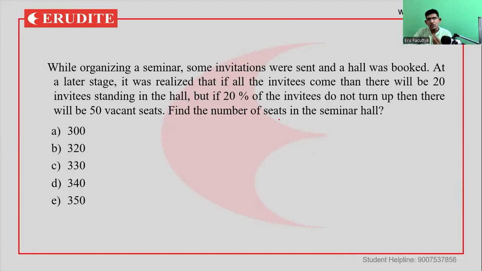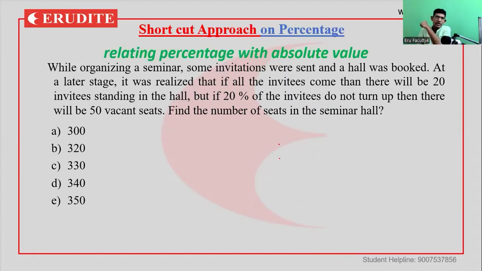Okay, we can do these questions in the traditional way of taking the total number of seats as 100x and then making the equations and equating. But what would be the simpler or smarter way of solving this question? So here the smarter way would be to relate the percentage with absolute value. That's the idea we are driving here. Now what's the meaning of that? So let's say I have some number of seats.